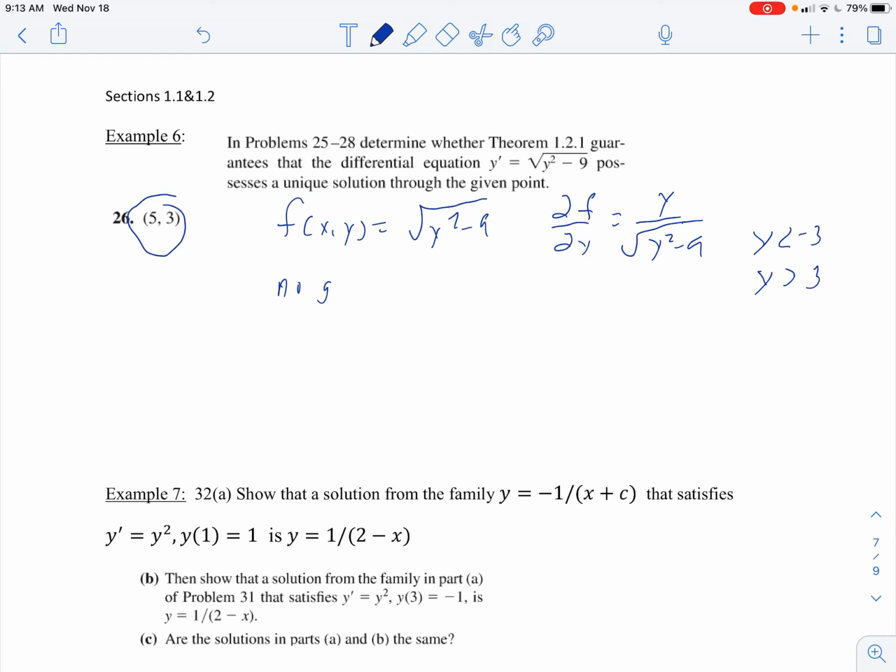Gotta spell guarantee right. I love being a math teacher. Guarantee of a unique solution. That should be an A.